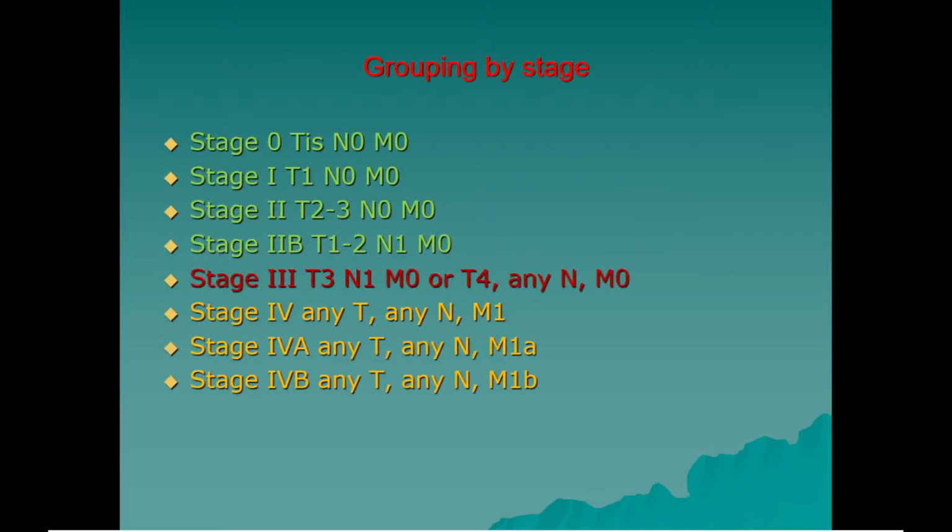Grouping by stage. Stage 0 means Tis N0 M0. Stage 1 means T1 N0 M0. Stage 2 means T2 to T3 N0 M0. And stage 2B, T1 to T2 N1 M0. Stage 3 means T3 N1 M0 or T4 any N M0.